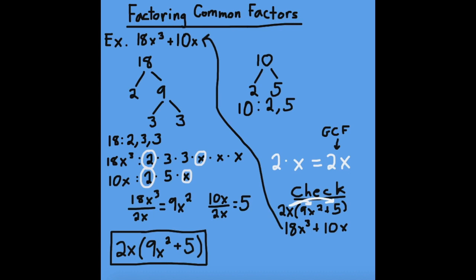Let's try another example. Let's say we have the problem 30xy to the fourth plus 6x cubed y squared minus 42y. How do we factor the common factors out? The first step is to find the GCF of these three numbers.